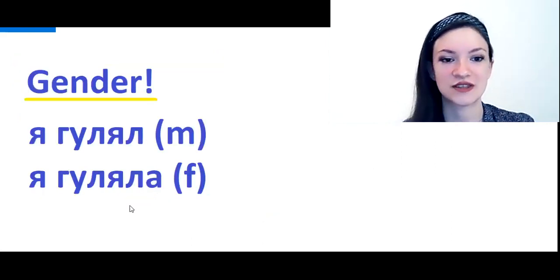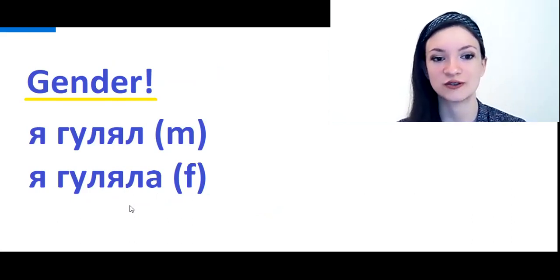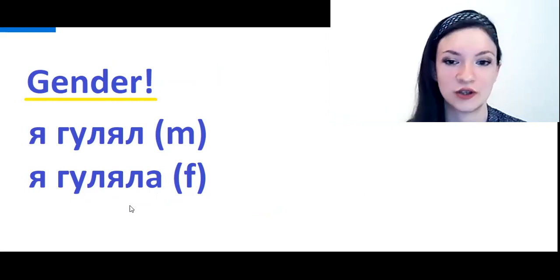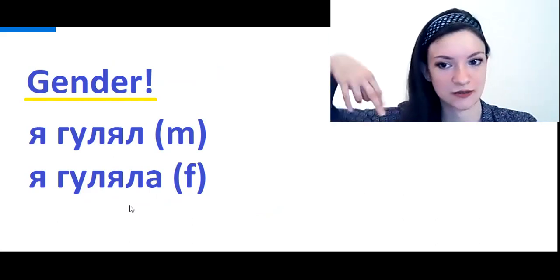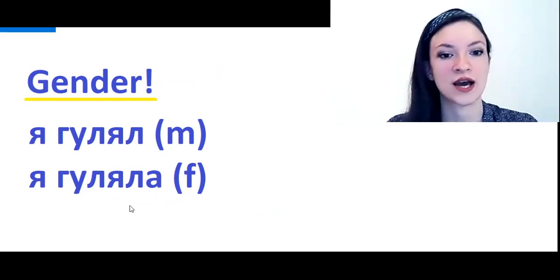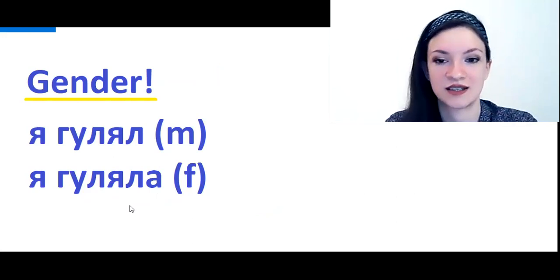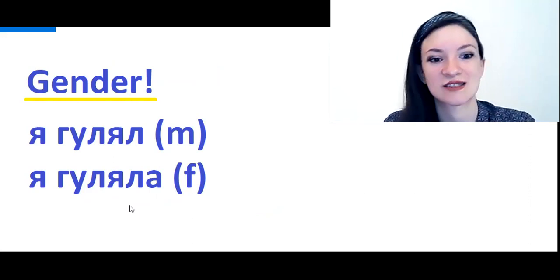And also, the gender of the personal pronoun appears in the past tense of the verb. For example, you can say я гулял, it means I walked, я гулял. And here we have zero ending, and it is masculine. You understand it is a boy or a man speaking.